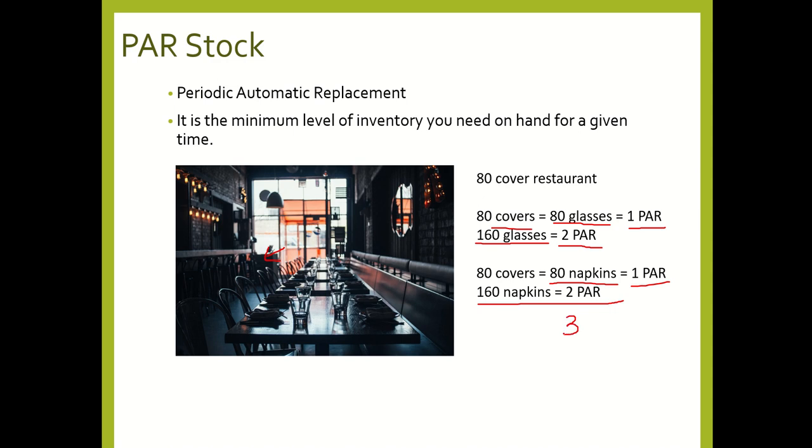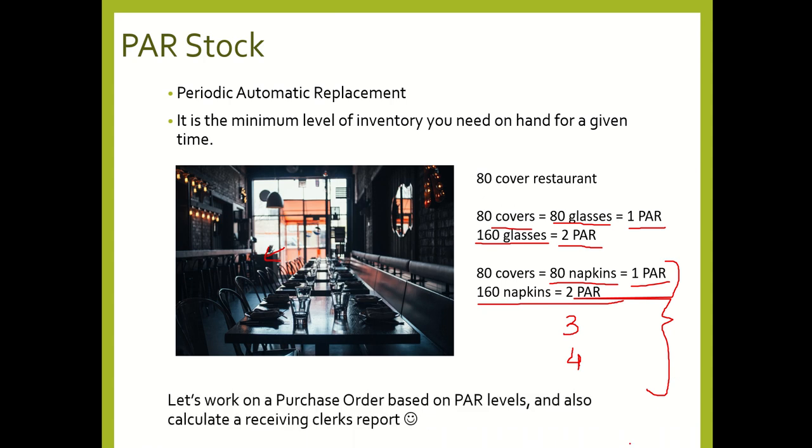Different businesses will either go for 3 par or they may even go for a 4 par. Again, all of this comes at a cost. It's nice to say let's have a 3 par or a 4 par or a 5 par, but there's a huge cost attached to it, and most businesses don't have those kind of budgets to work with. So now let's move on to the math component and work on a purchase order based at par levels.